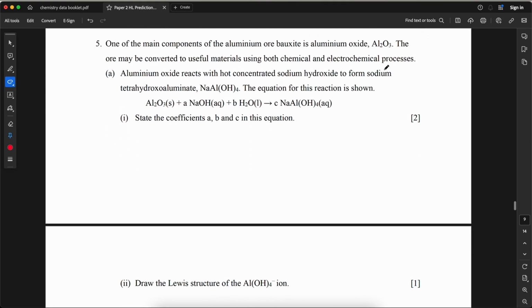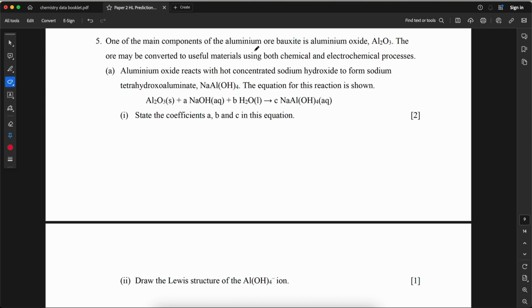One of the main components of the aluminum ore bauxite is aluminum oxide. The ore may be converted to useful materials using both chemical and electrochemical process. Aluminum oxide reacts with hot concentrated sodium hydroxide to form sodium tetrahydroxyaluminate. The equation for this reaction is below. State the coefficient A, B, C in this equation. That would be 2 for NaOH, and then 3 for H2O, and then 2 for NaAl(OH)4.